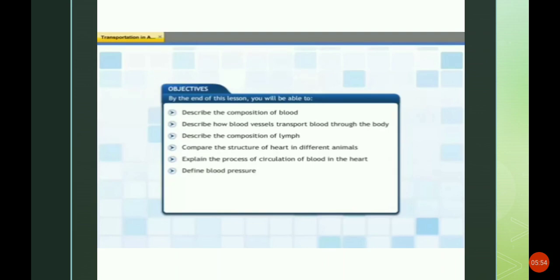By the end of this lesson, you will be able to describe the composition of blood, describe how blood vessels transport blood through the body, describe the composition of lymph, compare the structure of the heart in different animals, explain the process of circulation of blood in the heart, and define blood pressure.